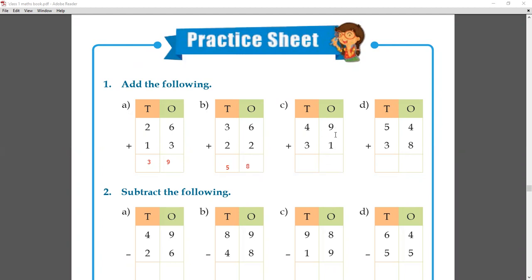Next is 9 and 1. Take your 9 fingers and one more. Yes, 10. And where do we write 0 and where do we write 1? We write 0 here in 1's place and 1 in 10's place. Okay. 4 plus 1 is equal to 5 and 5 plus 3 is equal to 8. That's why we write 8 here.